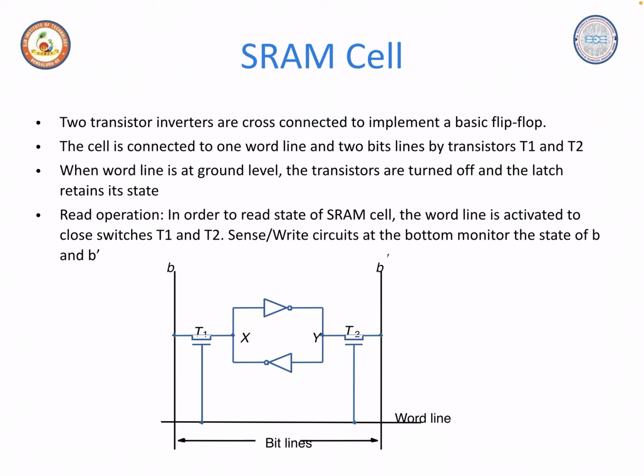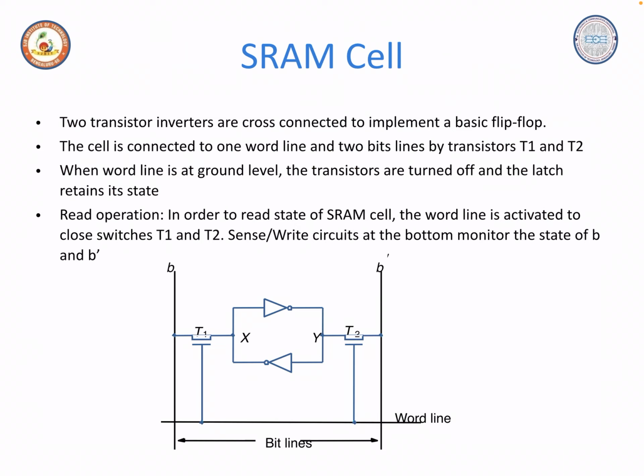One can notice that here you have two transistors T1 and T2 which are cross connected in the form of a latch, forming a basic flip-flop. The latch is connected to two bit lines by the two transistors. So the basic structure is two inverters cross connected to form a latch, and it is in turn connected to bit lines through two transistors T1 and T2.